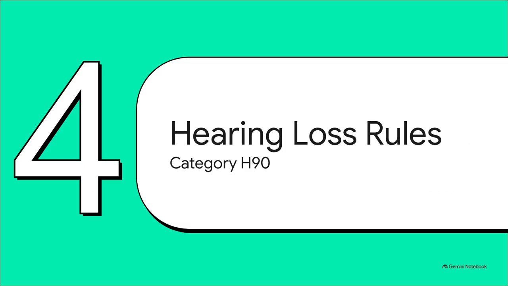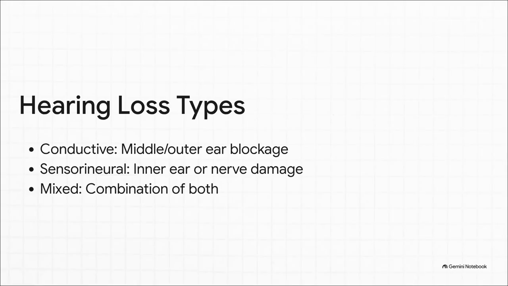Section 4, Hearing Loss Classifications. Distinguishing Category H90. Shifting gears over to the ear now. Selecting the correct H90 code hinges entirely on knowing exactly which anatomical pathway is disrupted. Let's break it down. Conductive hearing loss involves a physical sound blockage in the middle or outer ear, so think fluid buildup or bone abnormalities. Sensorineural, on the other hand, involves damage to the inner ear or the actual nerve pathways leading to the brain. And mixed, well, as you'd probably guess, that's a combination of both. You absolutely have to extract this exact terminology directly from the provider's documentation.